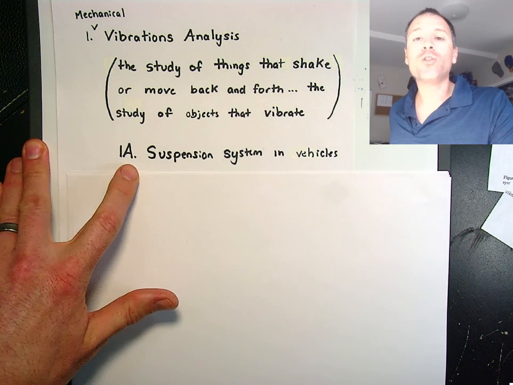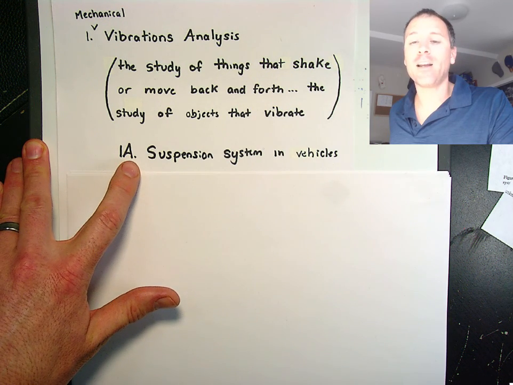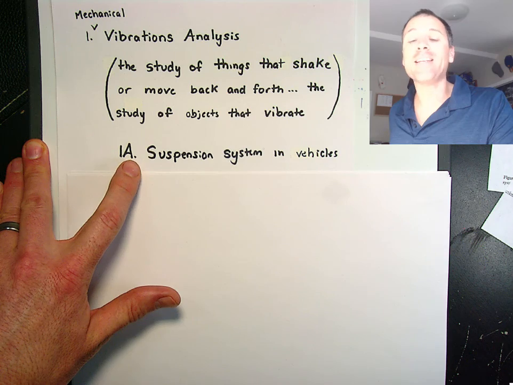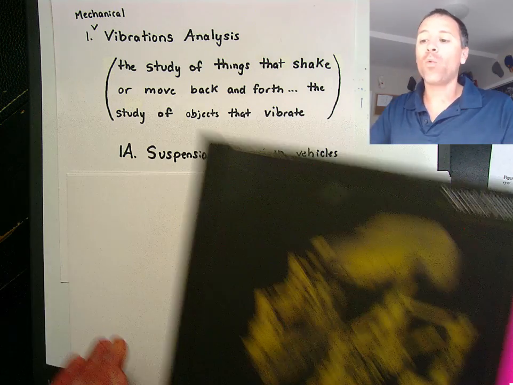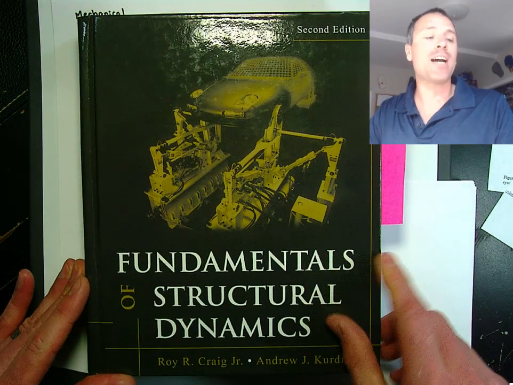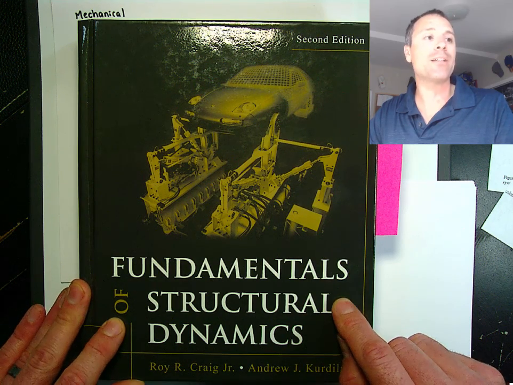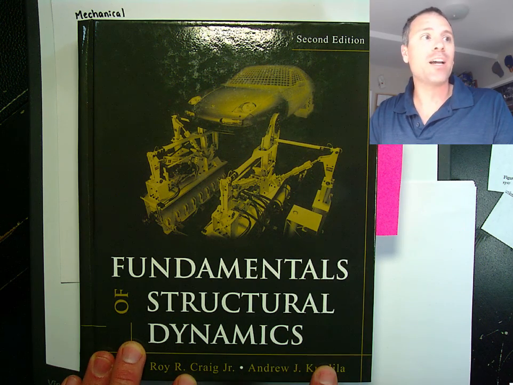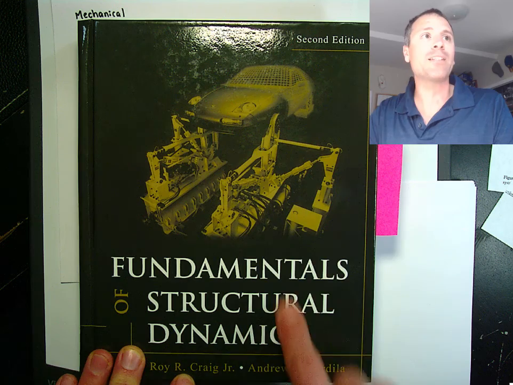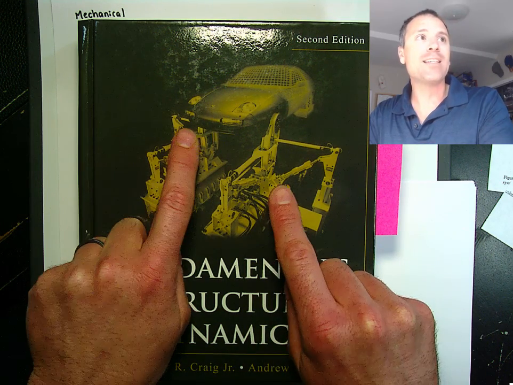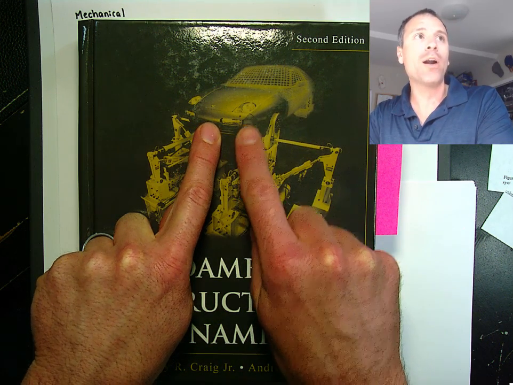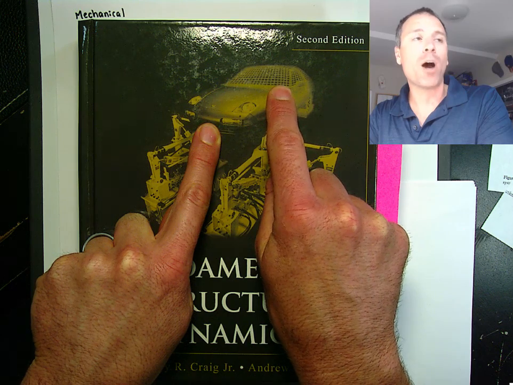For engineering students who are thinking about any design of suspension systems in any type of moving vehicle, another word for this idea of vibrations analysis is called structural dynamics. Here's a book by Craig and Kurdila called The Fundamentals of Structural Dynamics. And what you see on the front here is this apparatus where you have a real car. In the background, there's a computer model of that car.